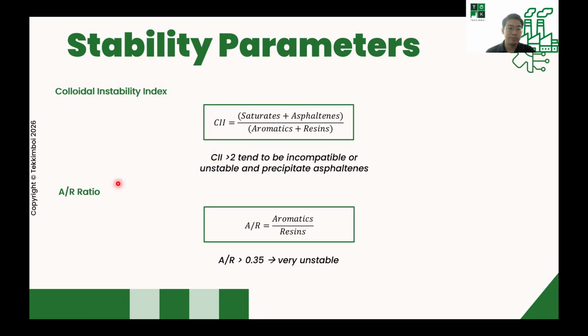Another parameter that we can calculate is the A per R ratio, or aromatic per resin ratio. The formula is exactly like the name says. We divide the aromatics by resins. And if our result is larger than 0.35, it will be very unstable.